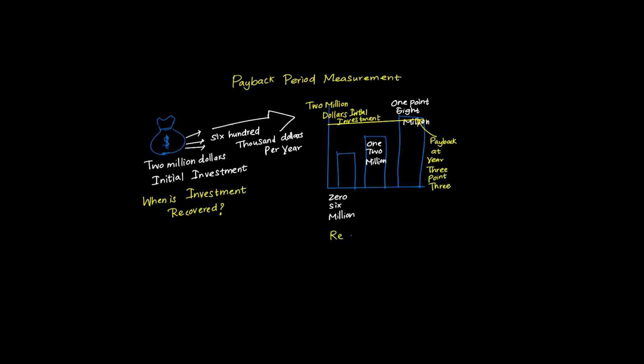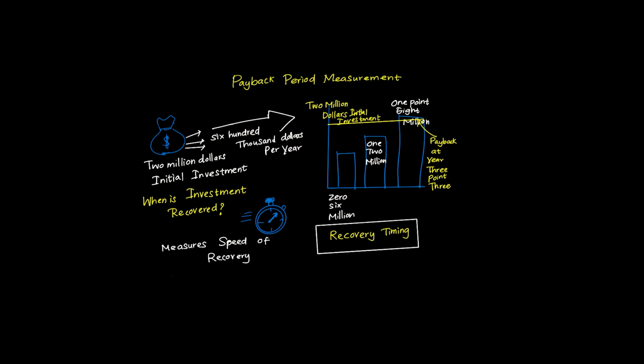Notice what this metric is measuring. It's measuring recovery timing, the speed at which you get your money back. It's not measuring total profitability because it ignores all the cash flows after payback. In this case, you'd still receive $600,000 in year 5, but payback period doesn't count that. It's not a risk-adjusted return because it doesn't discount cash flows or adjust for risk. And it's not about market value. Payback period is purely about timing. How quickly do you recover your initial outlay?